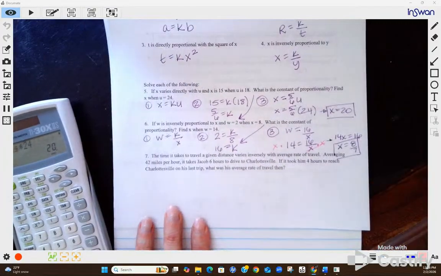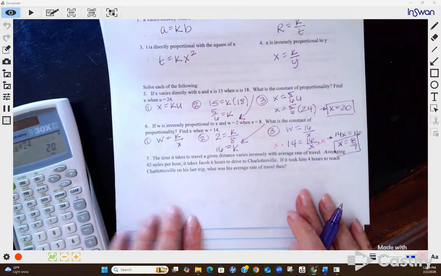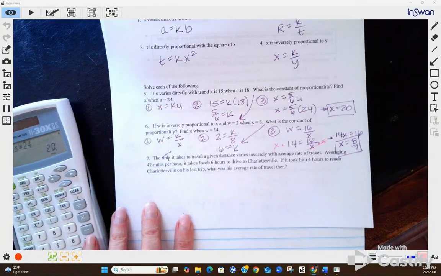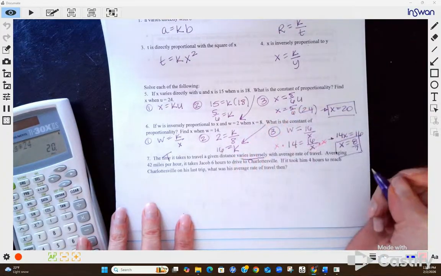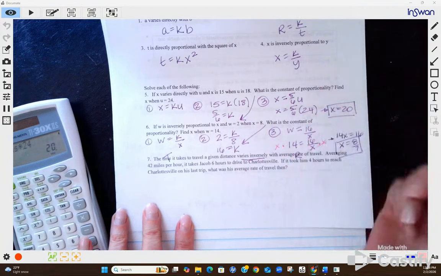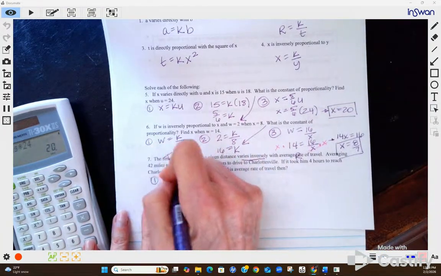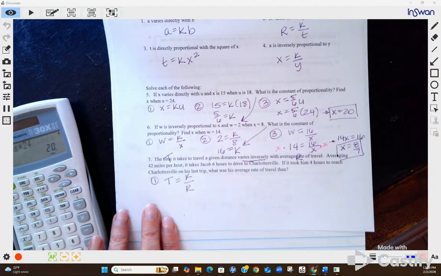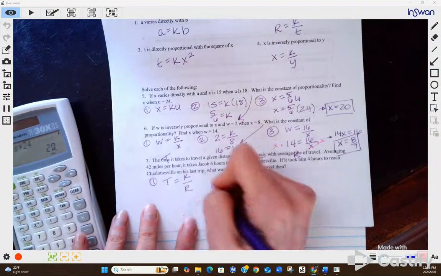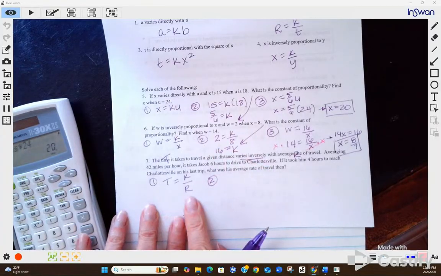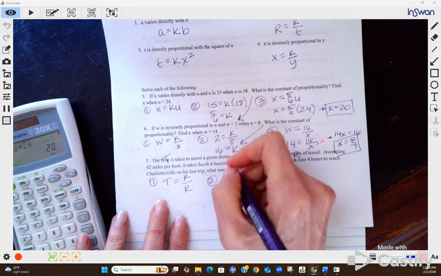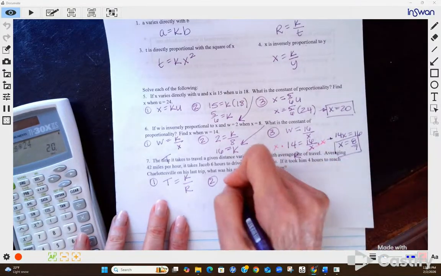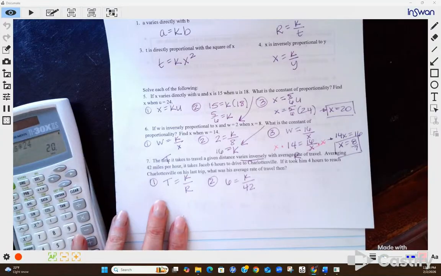All right, more of an application. The time it takes, so you decide on the variables. The time it takes to travel a given distance varies inversely with average rate of travel. So the time it takes varies inversely as the average rate of travel is the way I would set it up. Then we're going to be told a time and a rate so that we can find K. Averaging 42 miles per hour, that's the rate. It takes Jacob 6 hours to drive to Charlottesville.